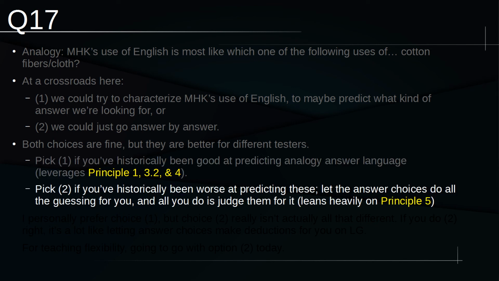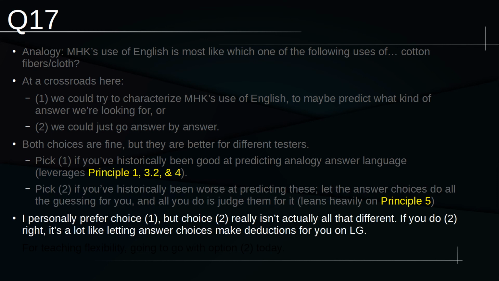Pick option 2 if you've historically been worse at predicting these analogy questions. And here, the idea would be that you would let the answer choices do all the guesswork for you. And really all you would do is judge each choice based on what you know of the passage. And so you don't have to be predictive about it, you just let them give you these things, and all you need to do is make sure that you are judging them consistently.